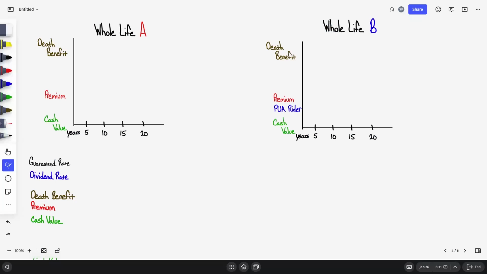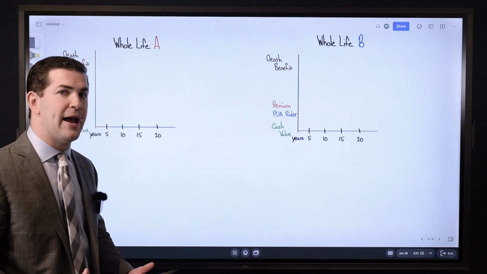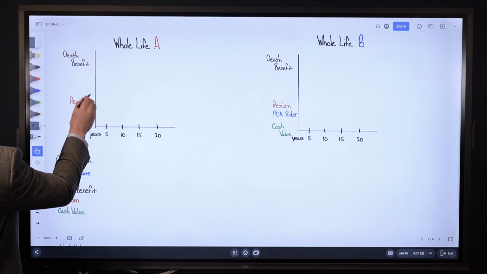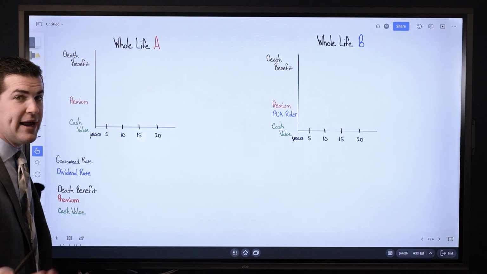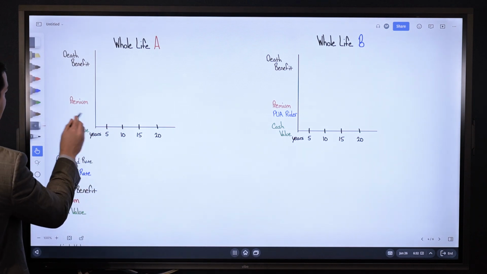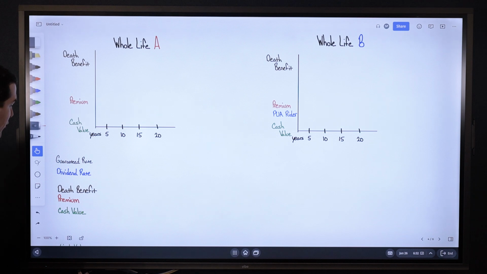So with a whole life insurance policy, starting with the very basics, what you get is as follows. You see a death benefit. This is the actual life insurance benefit that is paid out if you die. You pay a premium to get that death benefit. And you also have cash value that builds up over time.